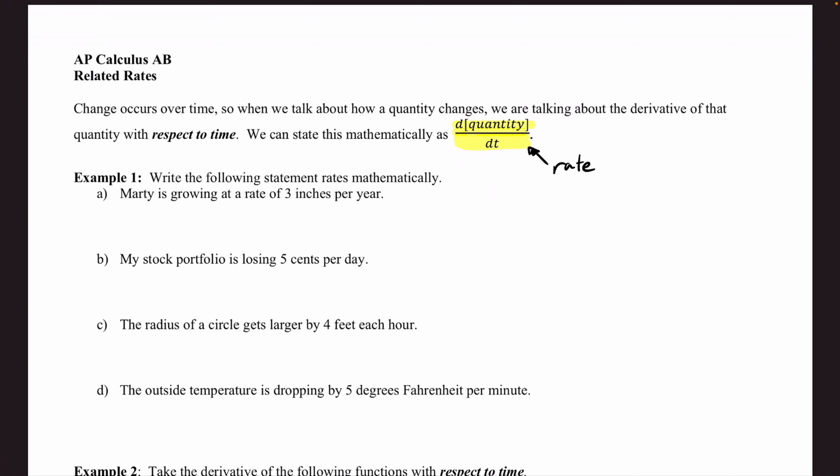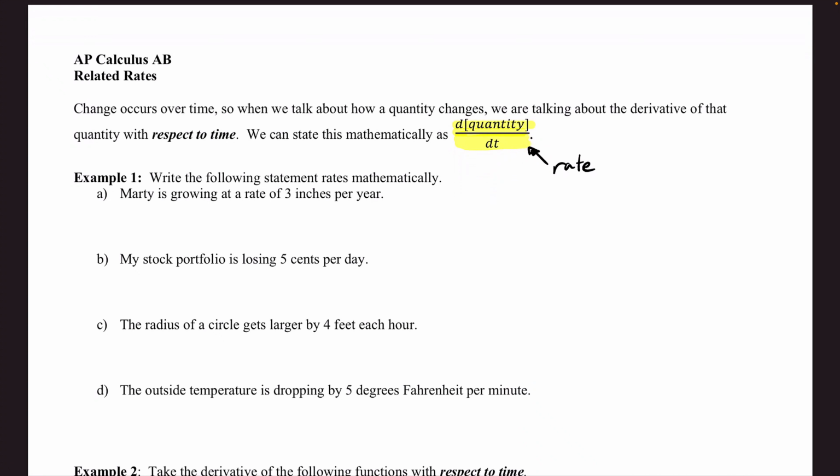So the first part: change occurs over time. Change over time is a rate. Anything that changes over time is a rate. So when we talk about how a quantity changes, we are talking about the derivative with respect to time. Anytime we talk about a rate, rates changing, increasing, decreasing, however it is, we're going to write it like this: d the quantity, whatever is increasing or decreasing.